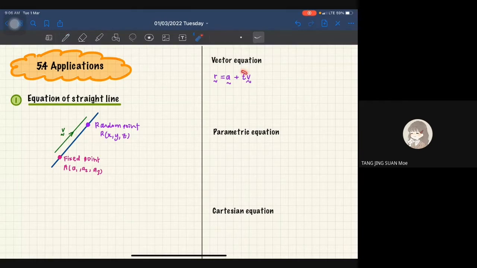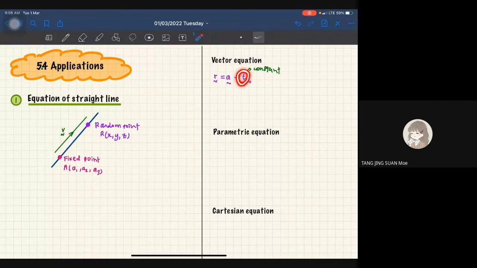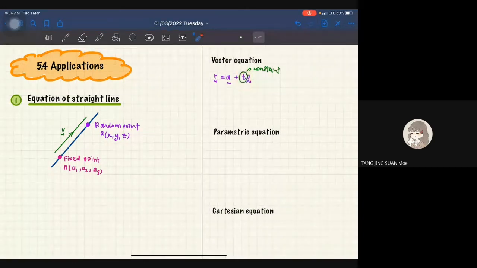Okay, so T is just a constant. Okay, so you can put any constant that you want. Tapi kita samakan untuk semua student, so kita bagi dia letak T sahajalah. So you can also put it as M, lambda, gamma, beta, alpha, tak kisah apa-apa. Boleh je, asalkan dia constant. Okay, so formula dia adalah R equal to A plus T V.